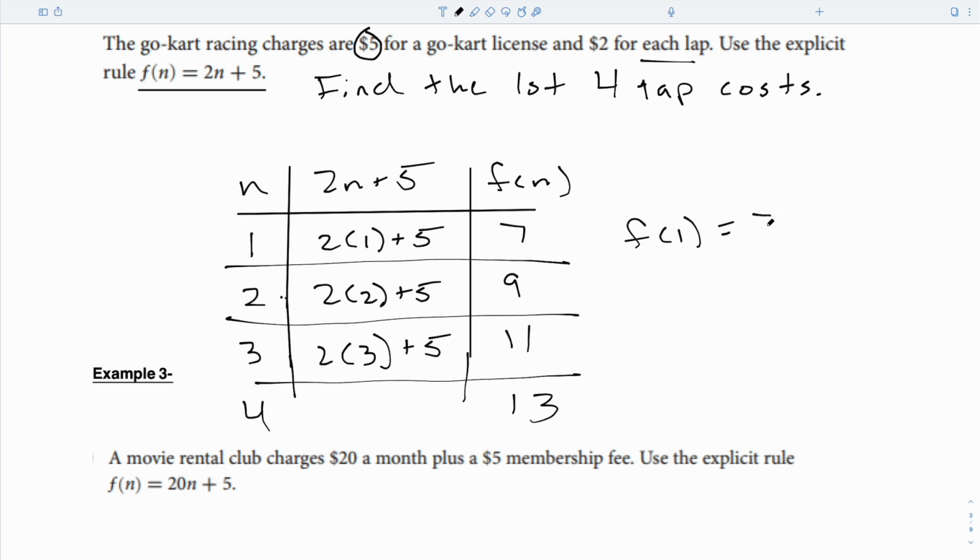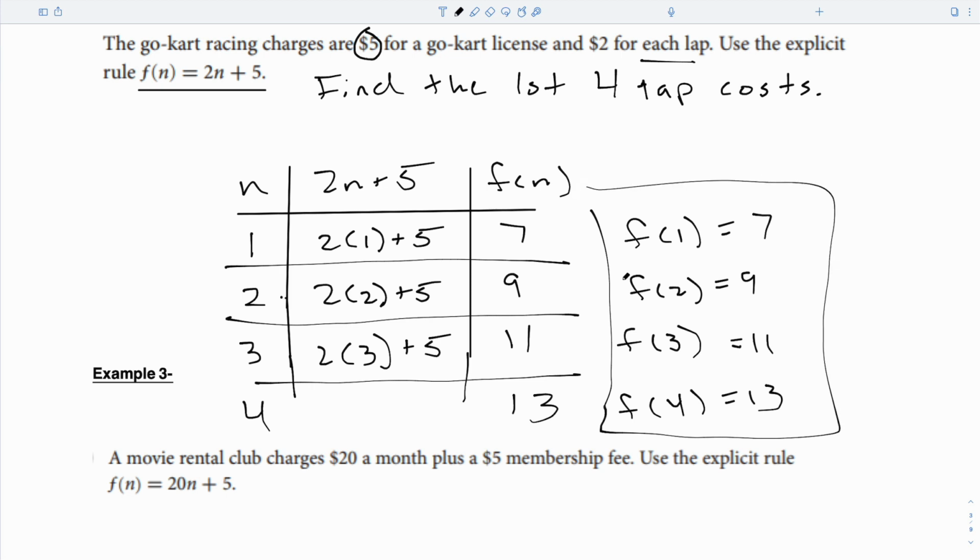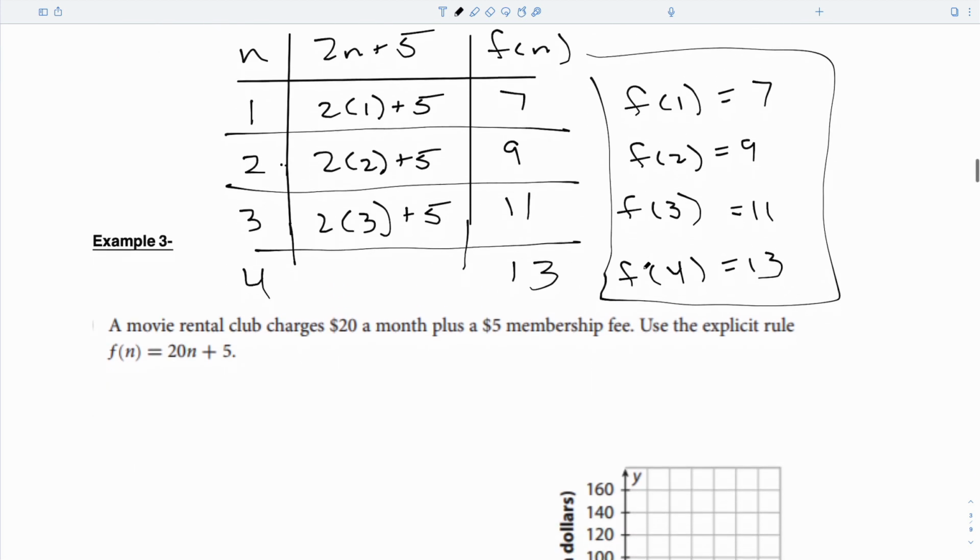For most of these, you guys will have to write the equation because they'll be a little more complicated than this. If you get one that's this simple, I'm okay with you going from n to f of n like this. F of 4 was 13. Okay, so you can use this in a word problem. It's the same way. Just make sure you look for explicit versus recursive rules.